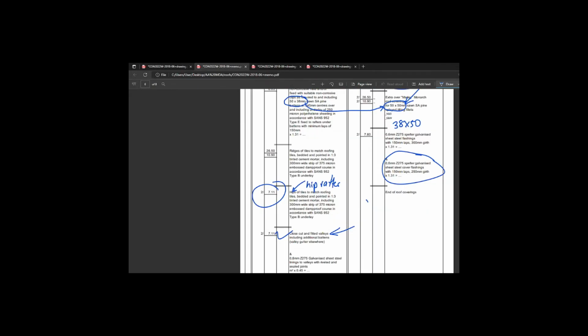Flashing and cover flashing. Cover, and I think it's like this. Cover for flashing. Okay, and this is just flashing. Okay, flashing and cover flashing, that is it. That is how this applies to the drawing.